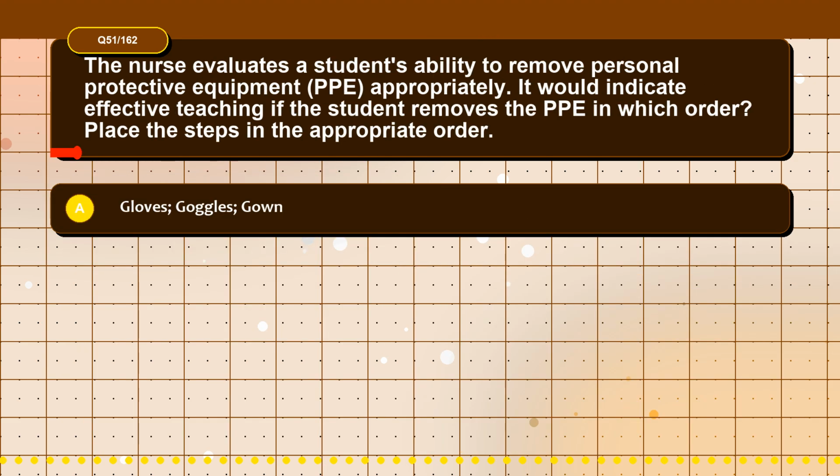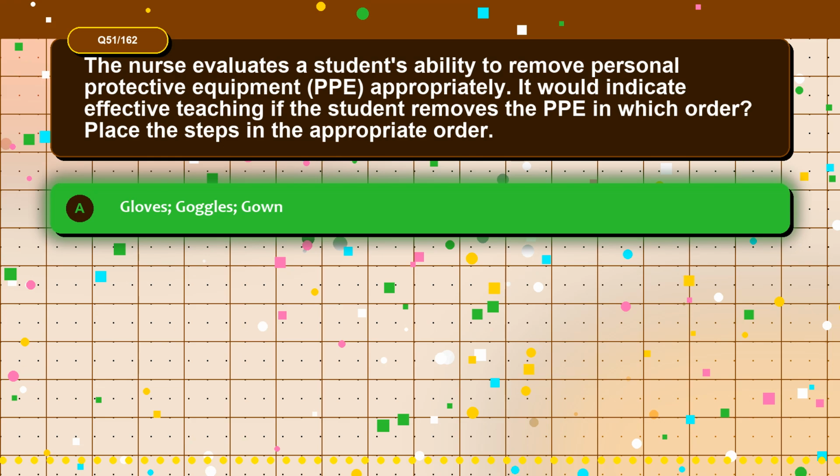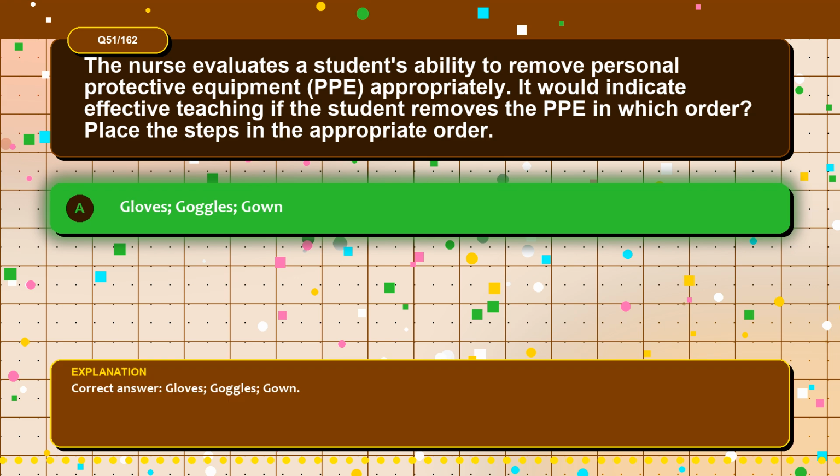Question 51. The nurse evaluates a student's ability to remove personal protective equipment (PPE) appropriately. It would indicate effective teaching if the student removes the PPE in which order? Place the steps in the appropriate order. Here are the options. Option A, gloves, goggles, gown. The correct answer is option A, gloves, goggles, gown. Correct answer.